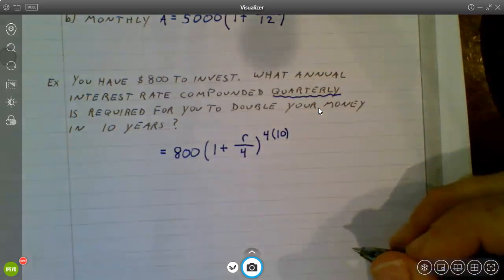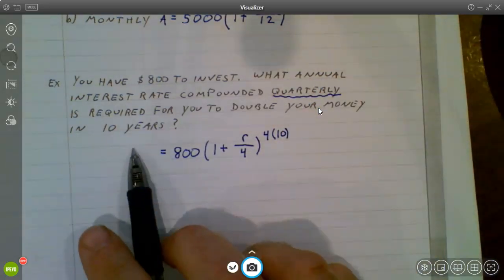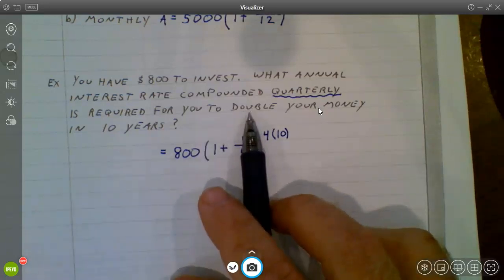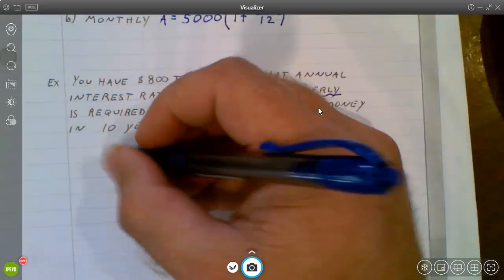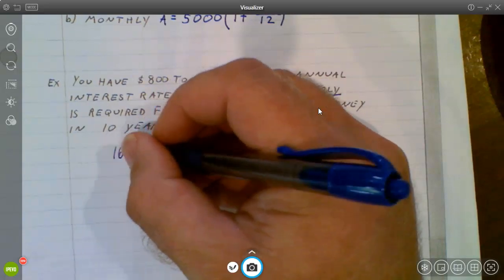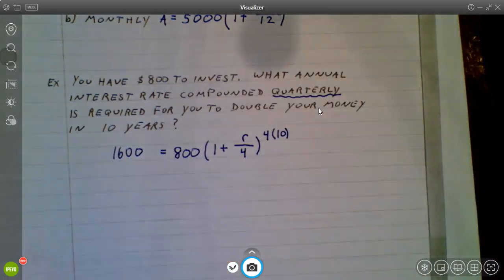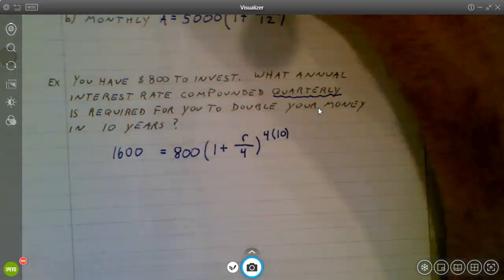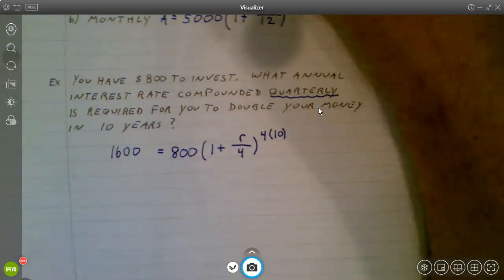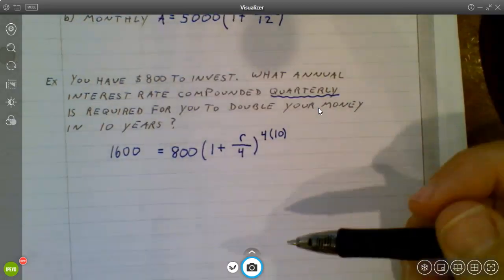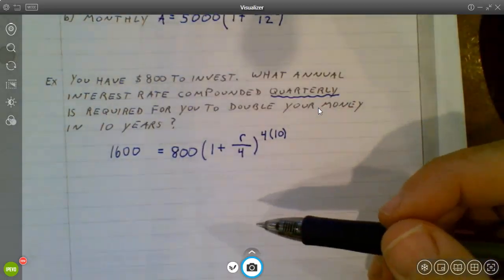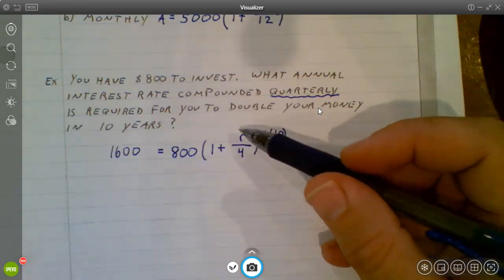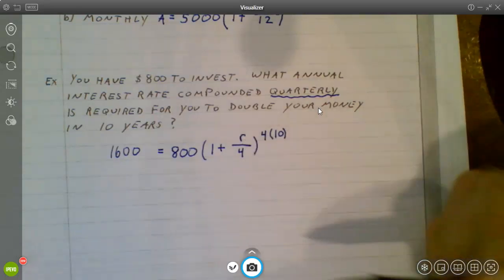So I'm looking at this. What goes over here? Well, in this case, I'm looking for my money to double. So my 800 is going to become 1600. That's my future value. And now I just have to use some basic algebra to solve for r. Guys, don't forget, I know you know this, but I'm going to remind you anyway: would I need logarithms to solve an equation like this? I don't, because I'm not solving for an exponent right now. This is just basic algebra.